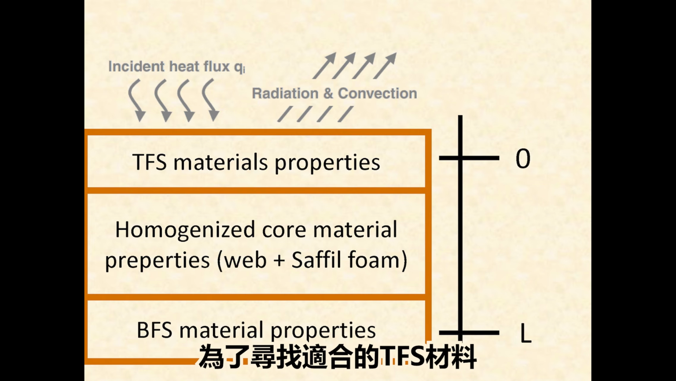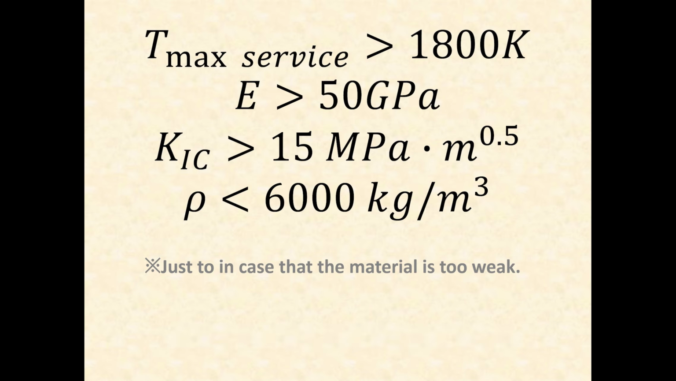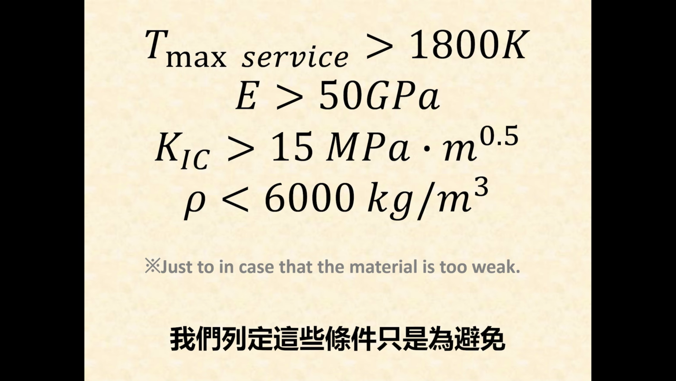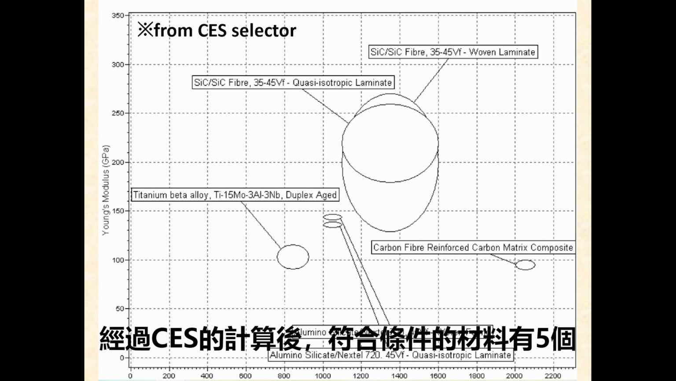During the search for materials suitable for the TFS, the following requirements were imposed: maximum acceptable service temperature higher than 1800 Kelvin, Young's modulus higher than 50 GPa, fracture toughness higher than 15 MPa times m to the power of 0.5, and density lower than 6000 kg per m3. The only purpose of the requirements on Young's modulus, fracture toughness, and density was to avoid materials that were good from a thermal property but extremely poor from a mechanical point of view. After calculation, only 5 materials in the CES selector satisfy our requirements.